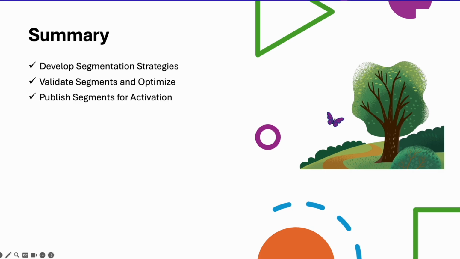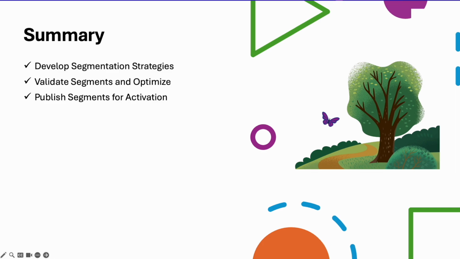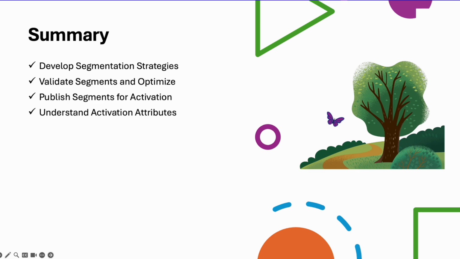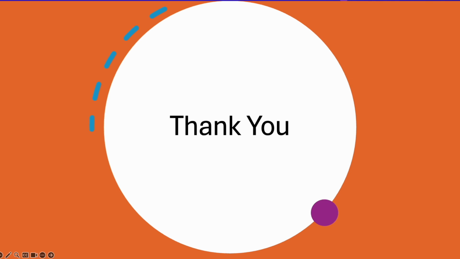Remember that segmentation and activation are distinct processes. Once a segment is published, only then will the data be available for activation. Only published segment data can be sent to the activation platforms. When we are preparing an activation, it is crucial to understand which attributes from our data model can be included in the activation process, considering the limitations. And that's a wrap for today's episode on segmentation and activation.